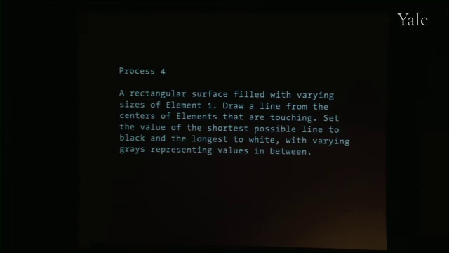So then I define it as another piece of English text, which defines how it's imaged. Draw a line from the center of elements that are touching, set the value of the shortest possible line to black and the longest to white, with varying grays representing values in between. So this is the software that is process 4. I'm going to let this run for a few seconds.